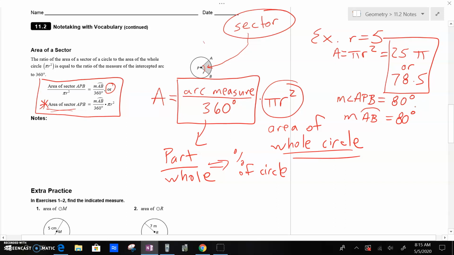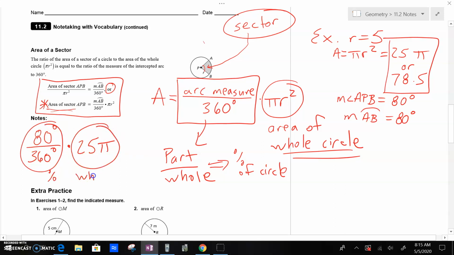And now what we're going to do is we're going to use that central angle, and we're going to say, okay, take 80 degrees, divide it by 360. That's the percent of the circle that we're using, or that's the portion of the circle that we're using. And then we're going to multiply that by our 25 pi, which is our area of the whole thing. So again, percent times the whole thing, the whole area. So we're going to take our percent times the whole area, and that's going to give us our answer.